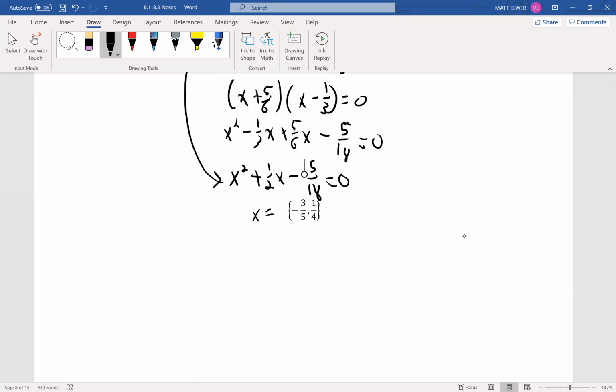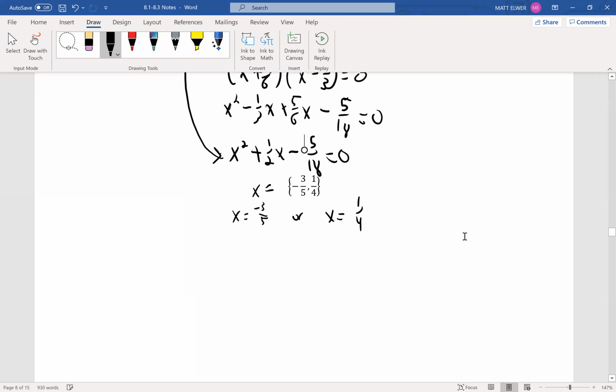What I'm going to do is write these as two different equations. So we get x is equal to negative 3 over 5, or x is equal to 1 over 4. I want to get 0 on one side, so I will add 3/5 on both sides here. So we get x plus 3 over 5 is equal to 0, or x minus 1 over 4 is equal to 0.